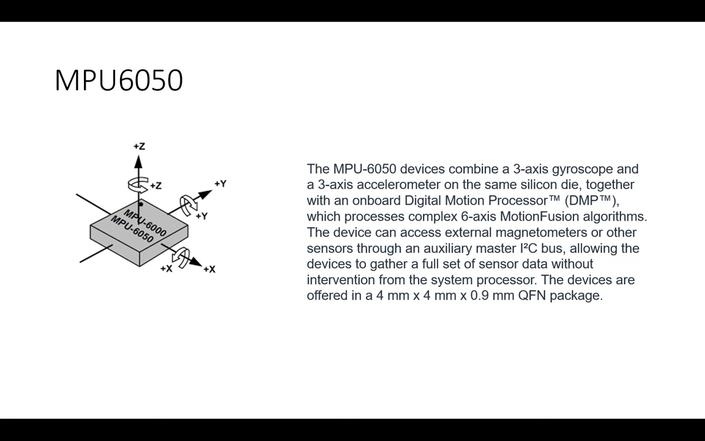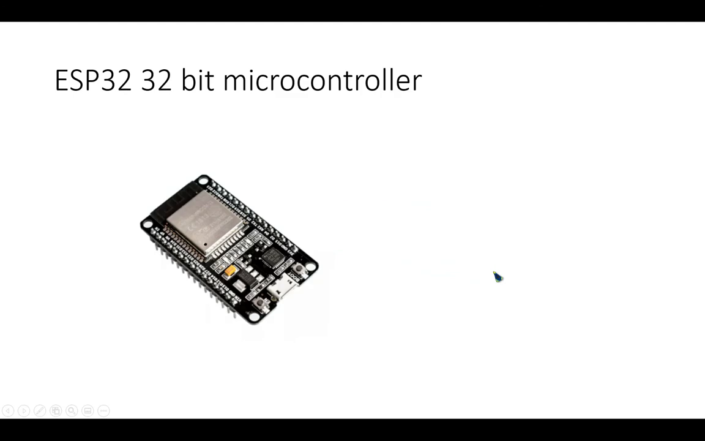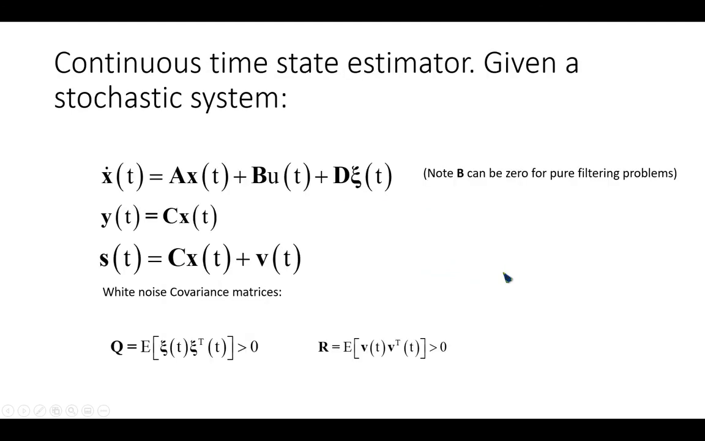I'm going to use the ESP32 microcontroller, which is a couple of years old. It's not very old. It's an excellent microcontroller, and I did that on the other video. So straight to the actual information, which is the continuous time state estimator.